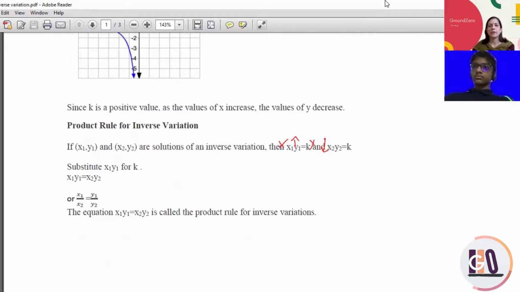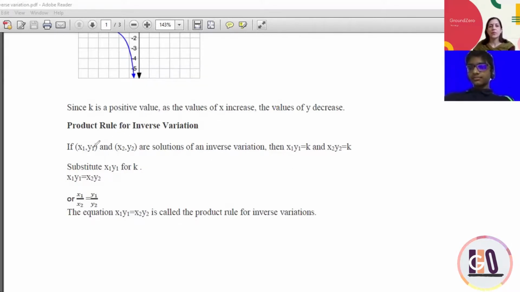So there is a rule, which I call the product rule for inverse variation. What is that product rule? Have you learned it in your school? No, I mean, we have. Yes, the teacher must have taught you this. If xy is equal to one number, then that number will be the same for all the other pairs of numbers.